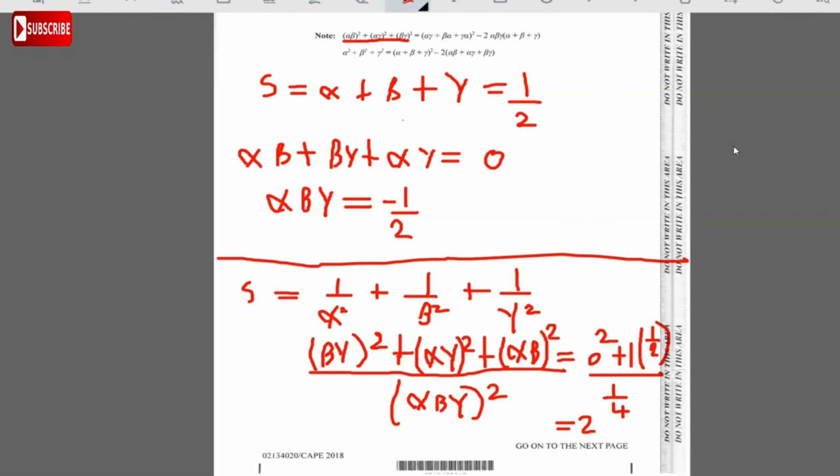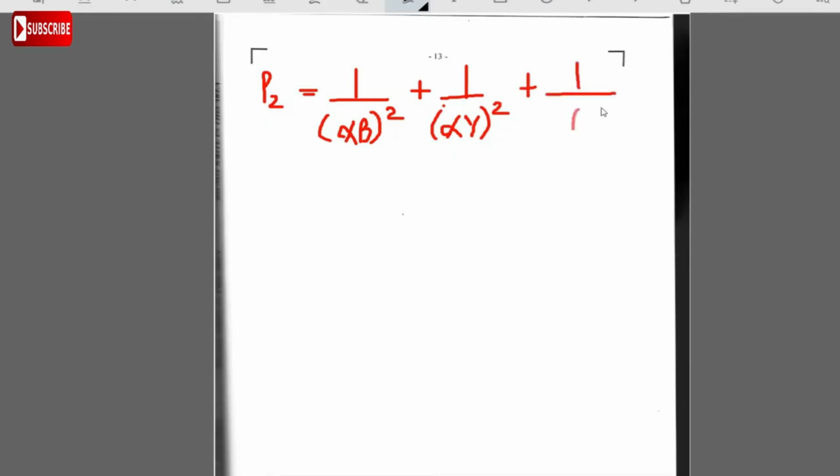Now let's find the product, E2. So the pairwise product now is going to be 1 over alpha beta square, plus 1 over alpha gamma square, plus 1 over beta gamma square. So again, we're going to use the LCM.